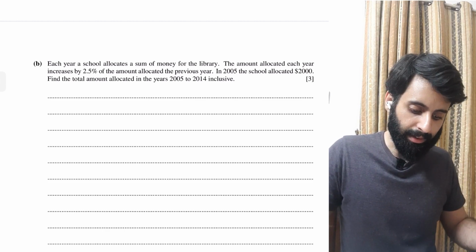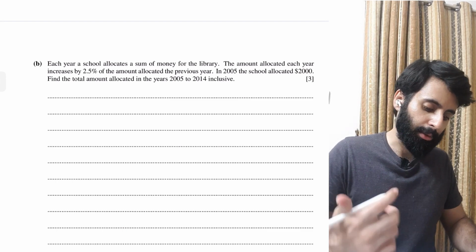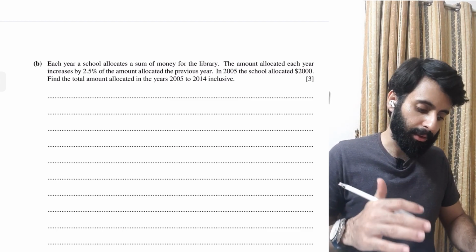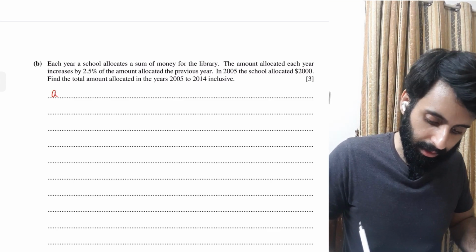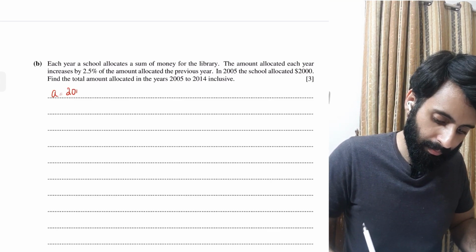Find the total amount allocated in the years 2005 to 2014 inclusive. Okay, so this is something that I really want you to pay attention to. When it says that in 2005 the school allocated $2,000, that's a no-brainer, that a is equal to 2,000.